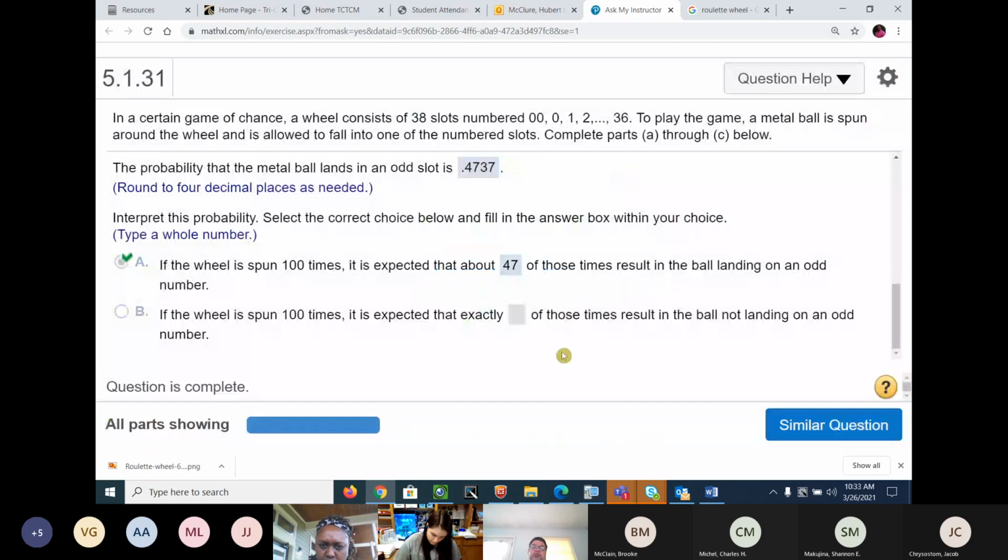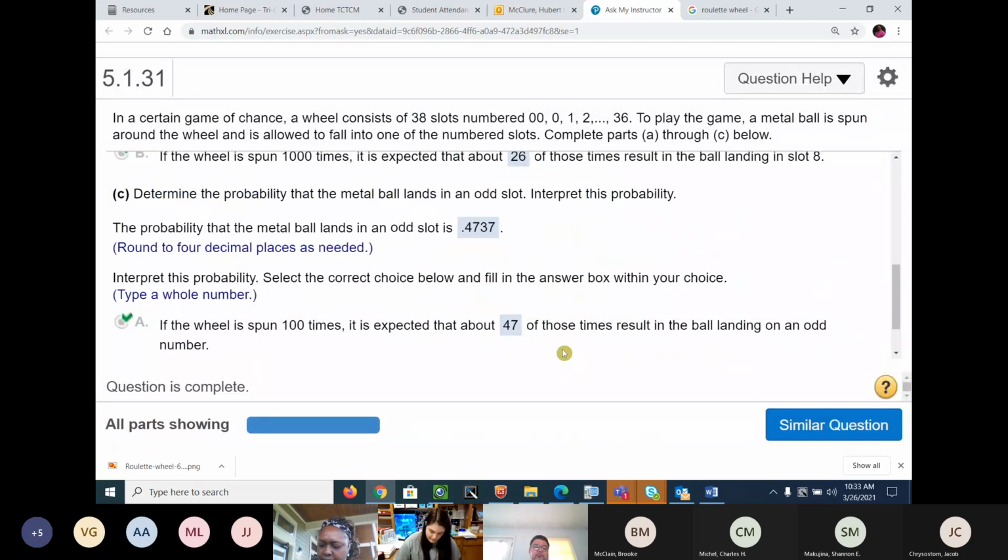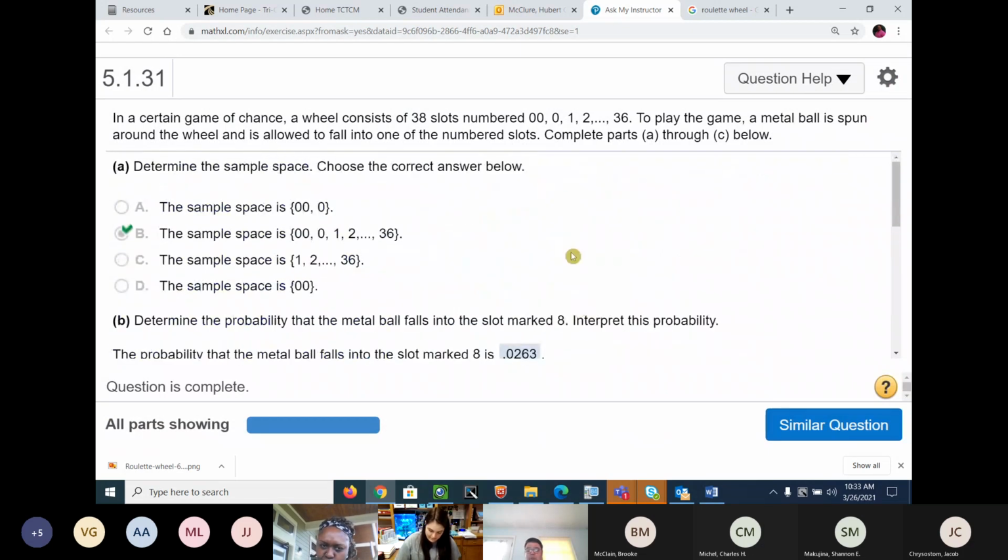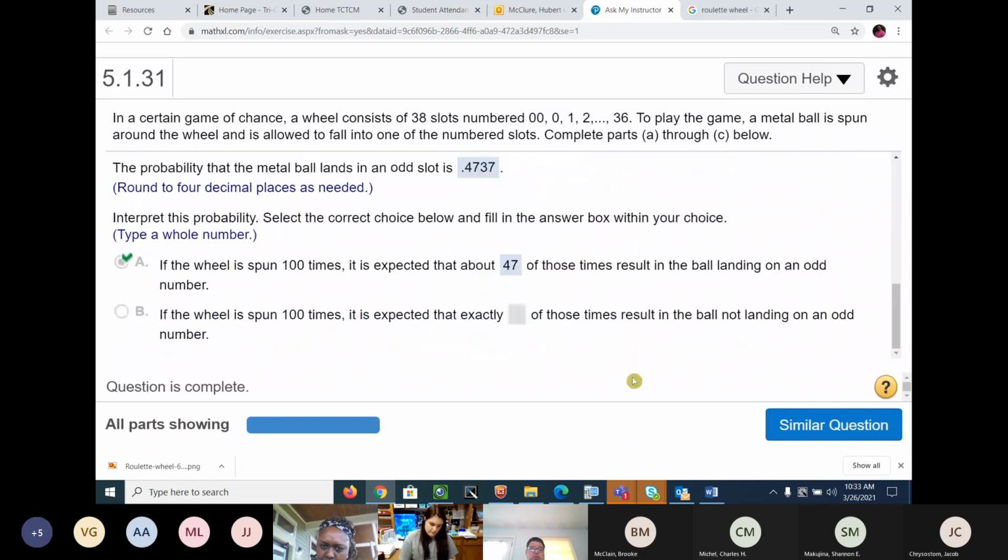Is this a test question? Yes. It could be a test question. Okay. Next question.